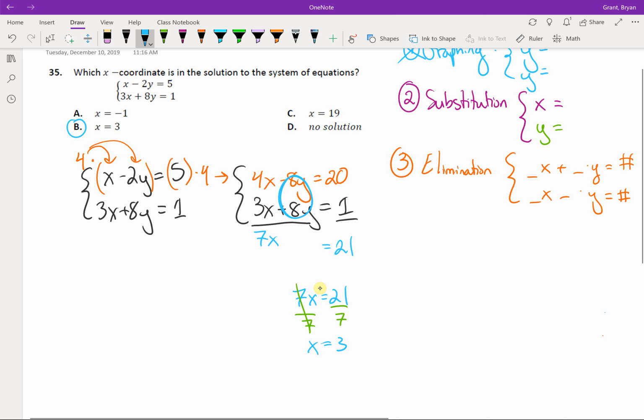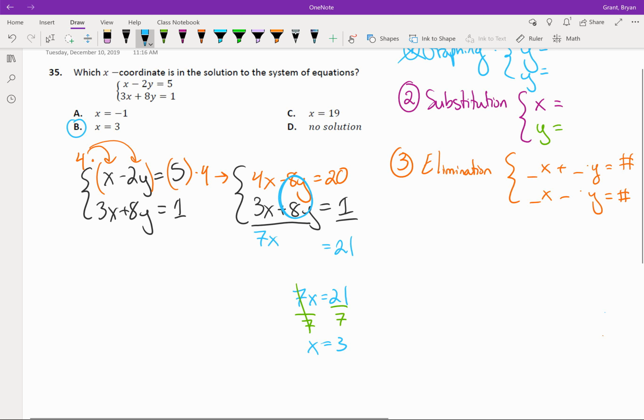Notice that this time we didn't have to plug our x back into an equation to find y, so there's actually less work doing it this way. But you also had to think a little bit ahead and say, well, which one do I want to keep? I want to keep the x because there's x's in the answer.